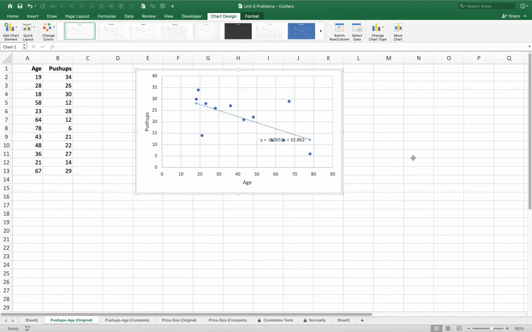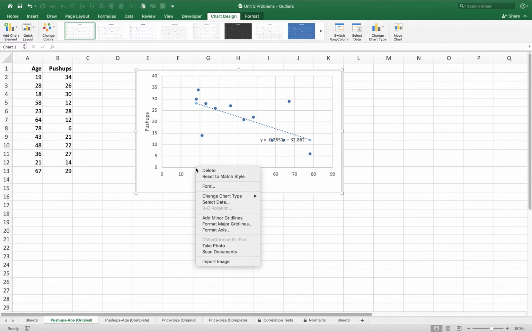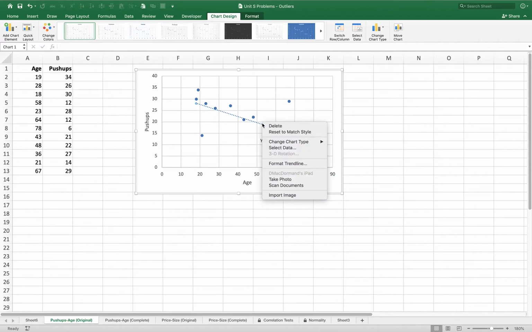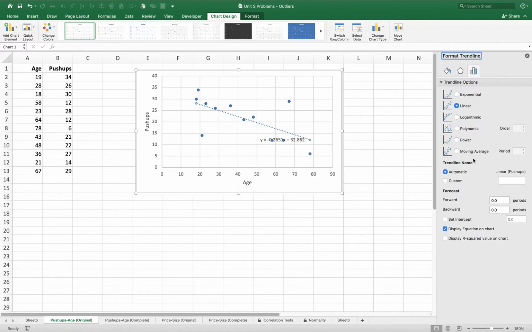Now you can also do any of those things here. If you have trouble finding the menu, you can do any of those things by right-clicking, say on the axes, and you can format the axes and the titles and things like that. And on this line here, if you get it right, you can format the trend line, and that will bring you back up to this little menu where we selected display the equation on the chart.